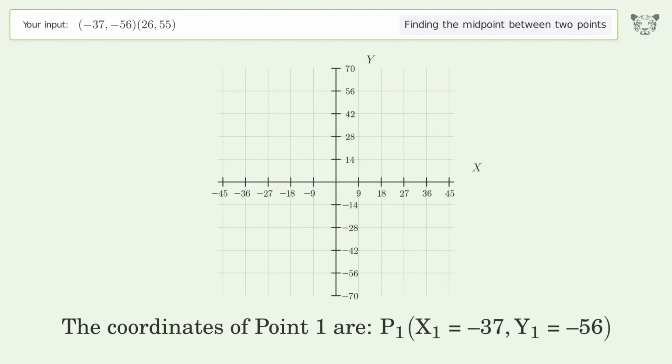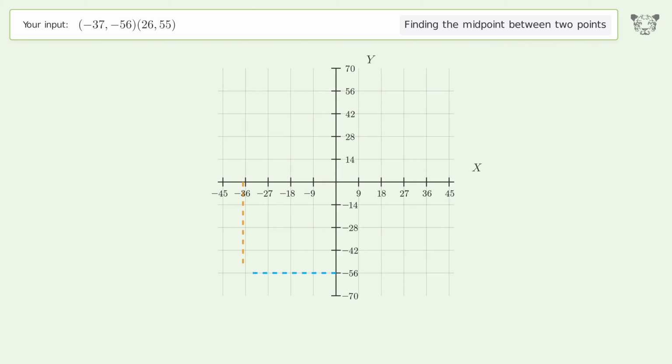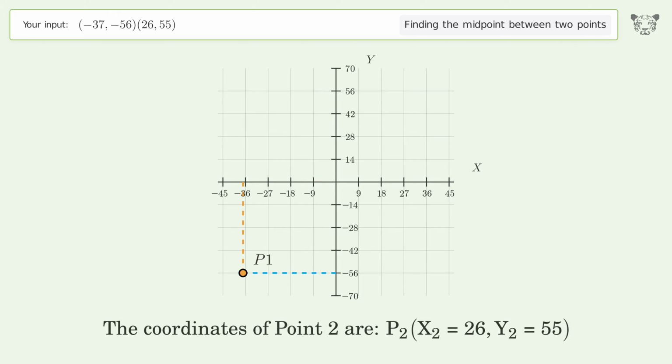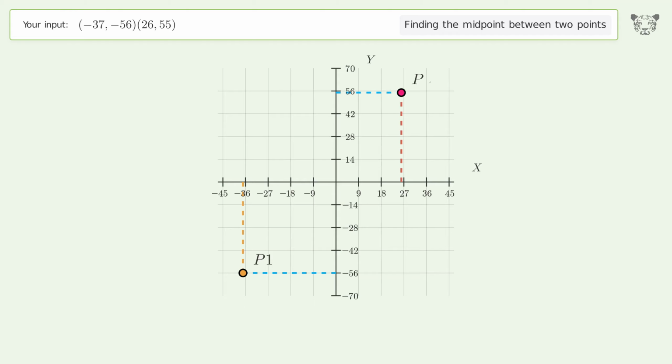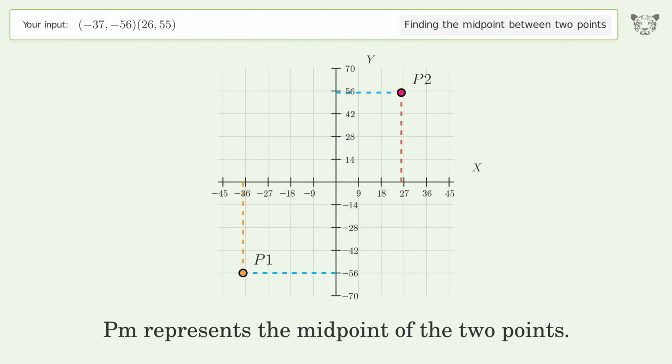The coordinates of point 1 are, x1 equals -37, y1 equals -56. The coordinates of point 2 are, x2 equals 26, y2 equals 55. PM represents the midpoint of the 2 points.